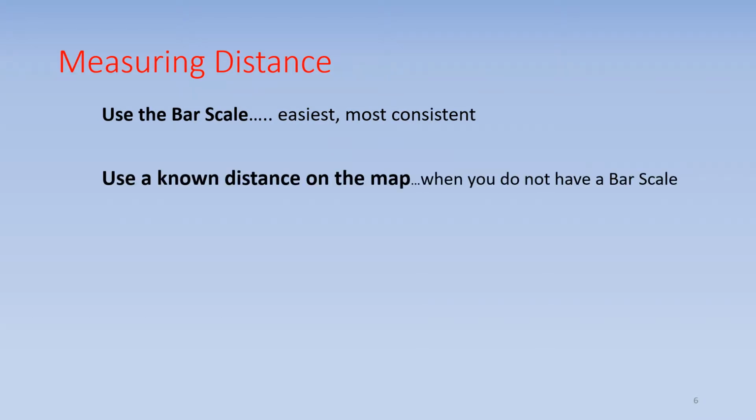Let's talk about 3 approaches to measuring distances using your map. You can use a bar scale if one is available. You can use a known distance on the map to create your own custom ruler. And if you know the map scale is accurate, you can use a standard ruler.